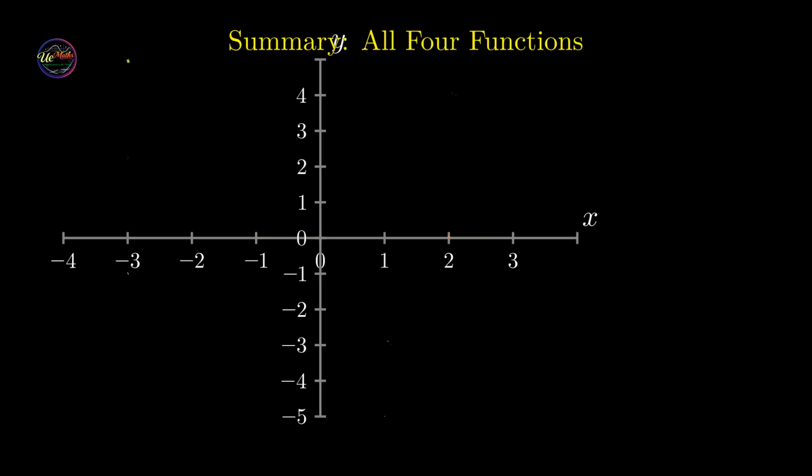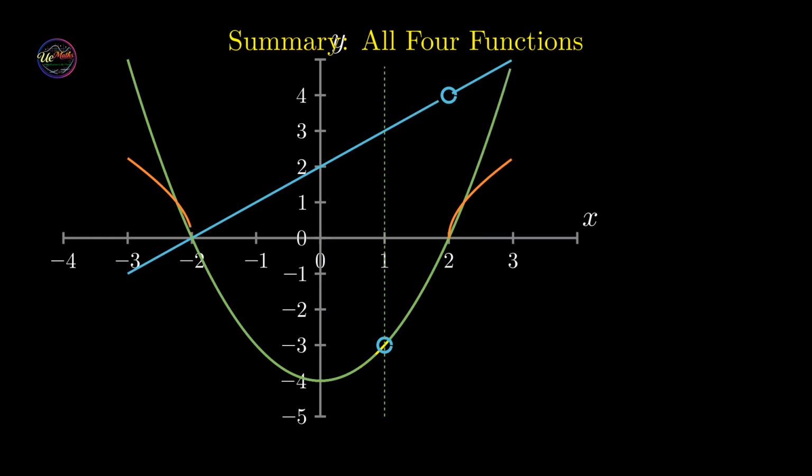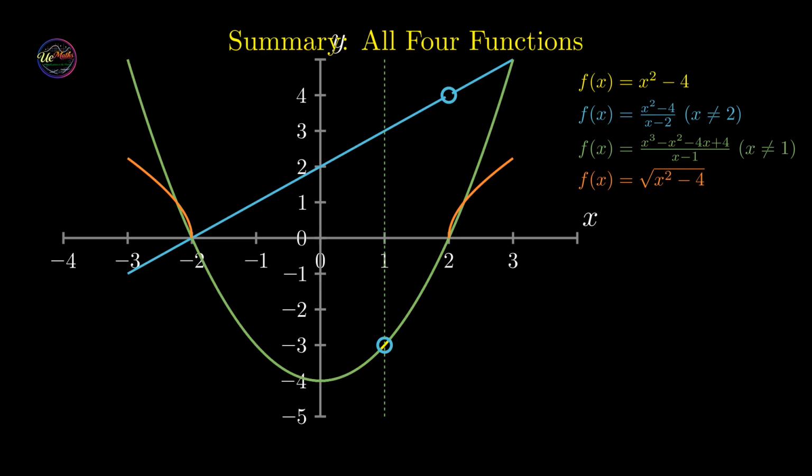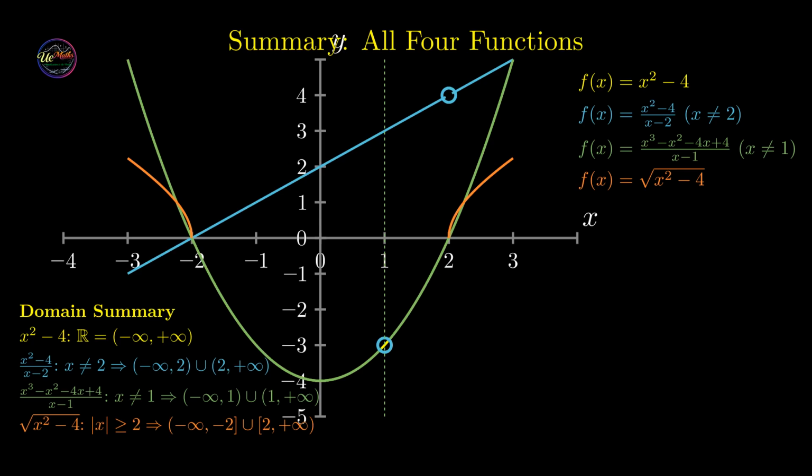Now let us compare all four functions together on the same graph. Observation 1. Domain. f of x equals x squared minus 4 has domain all real numbers, because it is a polynomial with no restrictions whatsoever. F of x equals x squared minus 4 divided by x minus 2 has domain all reals except x equals 2, because the original denominator is 0 there, even though the factor x minus 2 cancels after factoring the numerator.